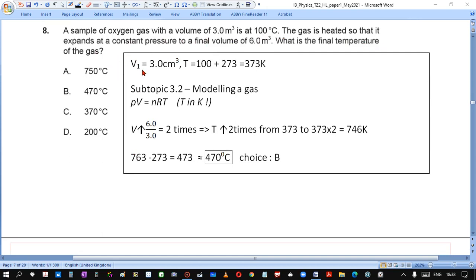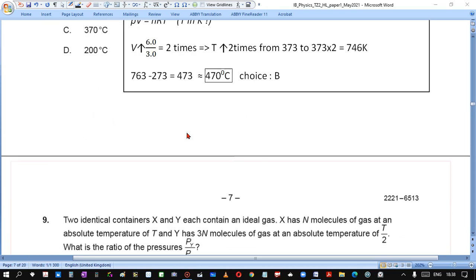So, given information: initial volume and temperature, which we change into Kelvin. Subtopic 3.2, modeling a gas, so we have the gas equation. If the volume increased 2 times, here it increased 2 times, the temperature should also increase 2 times, so it increased to this Kelvin temperature. Subtracting 273 gives us degrees in Celsius, so choice B.